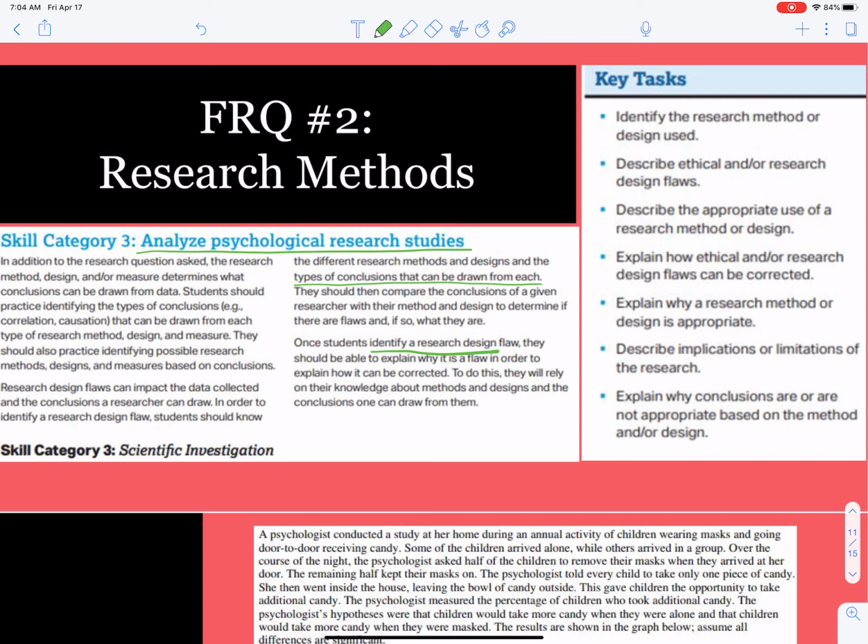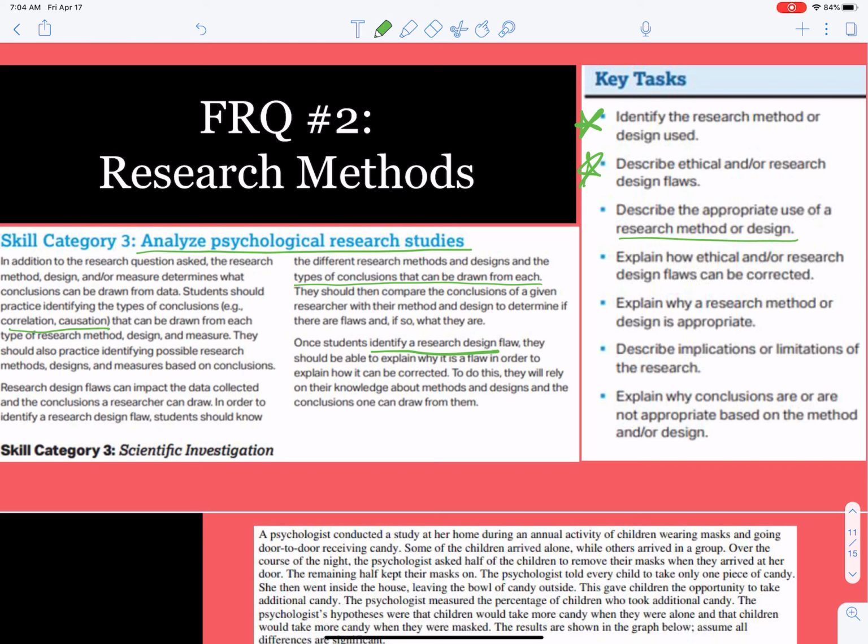Okay, so this is going a step further from not just looking at the data and knowing what's going on, but knowing the implications of that data. And we are going to, of course, talk about the difference between correlation and causation, which we've talked about many times. Okay, so you're going to have to be able to identify the research method used, identify any ethical and design flaws, describe the appropriate use of a research method or design.